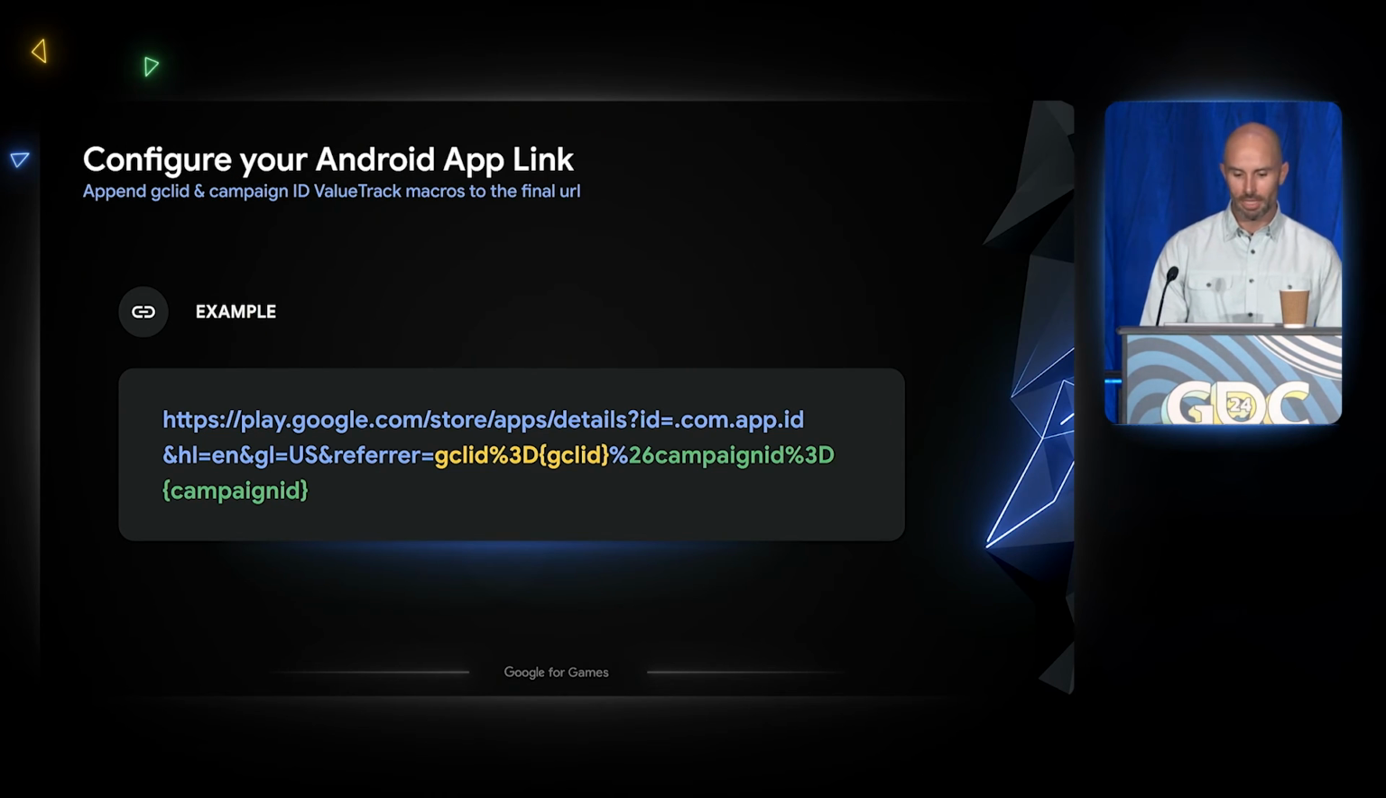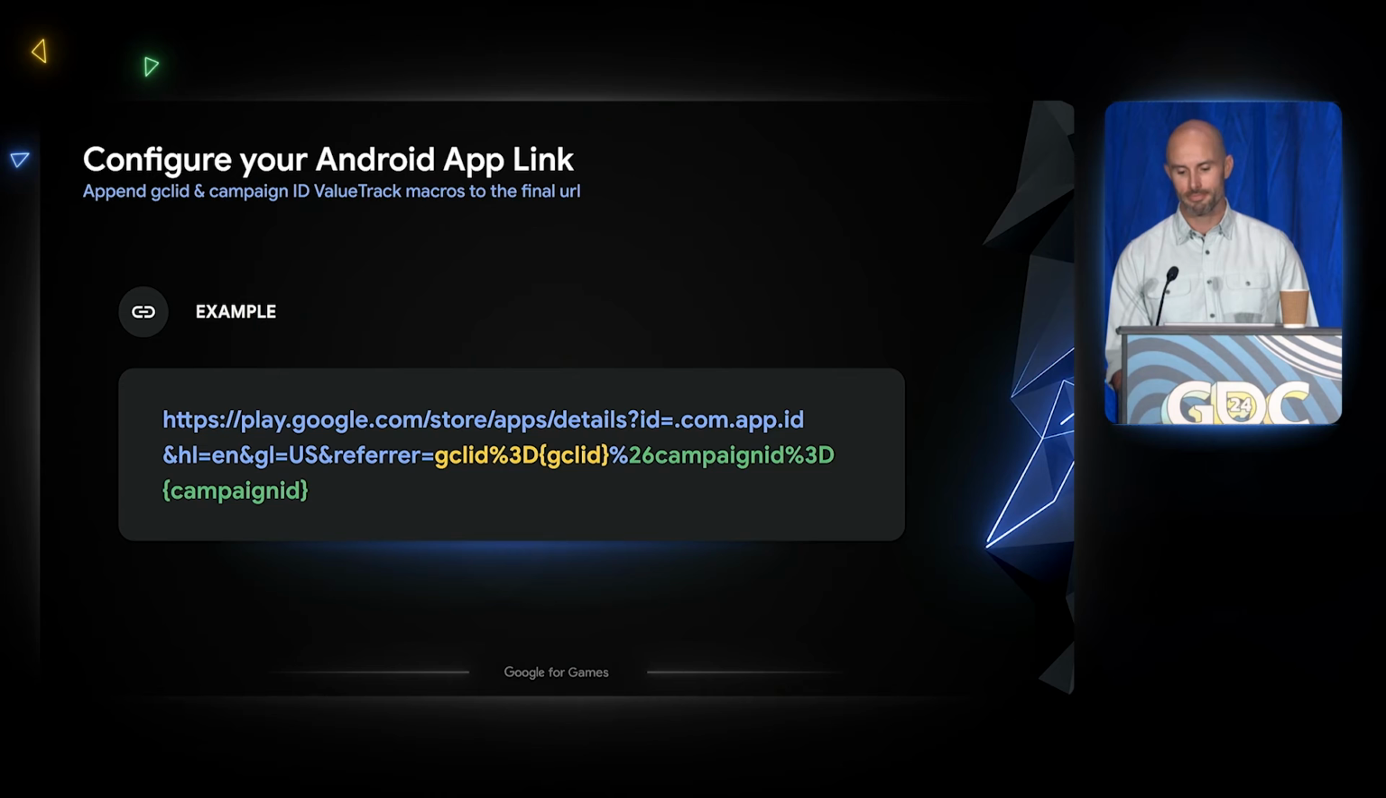And then on the Google Ads side, Google Ads leverages the GCLID, the Google Click ID, for conversion measurement. When configuring your final URL in Google Ads, ensure that the GCLID value track macro has been appended. This will populate your GCLID into the final URL when the ad click occurs. If you're manually appending the macro, please ensure that the equal signs and ampersands are properly encoded. Alternatively, the GCLID can be appended using Google's auto-tagging feature. Additionally, you can add other value track macros like campaign ID to pass campaign identifier on the redirect.